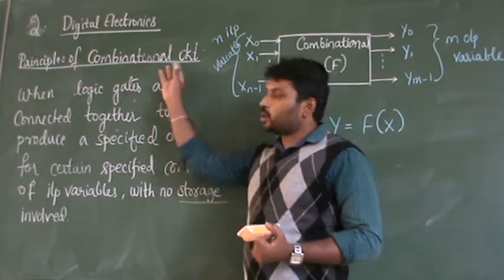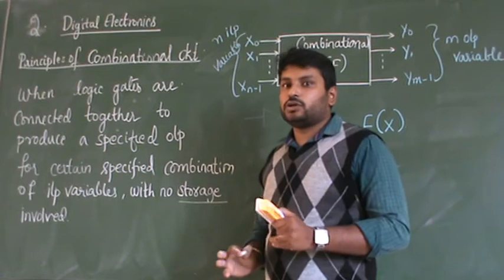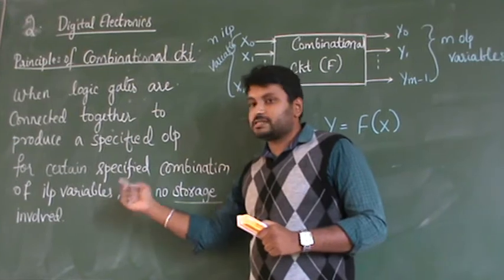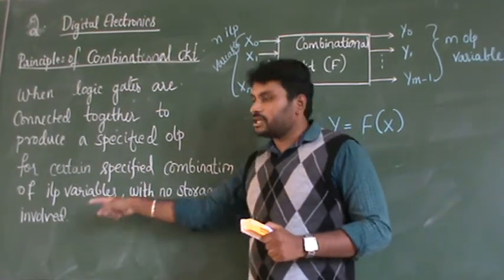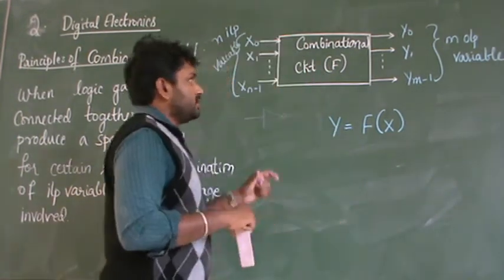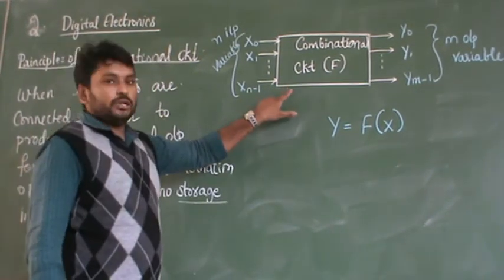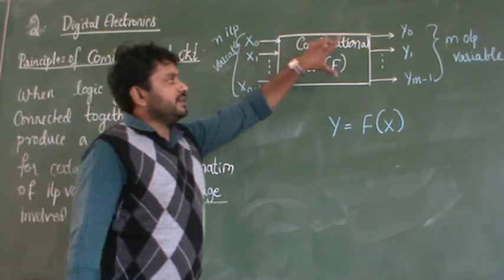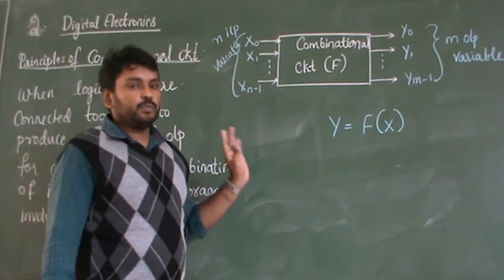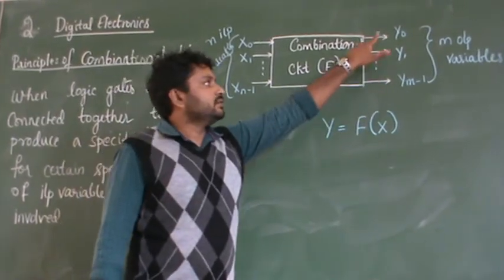Okay. So right now, what is a combinational circuit? It is a collection of logic gates which are interconnected in order to get a specified output when a specified combination of input variables is provided to it, with no storage involved. This is the definition of a combinational circuit. And the block diagram or functional diagram of a combinational circuit will look like this. There are inputs and there are outputs. The arrow marks that I have written are the inputs to the combinational circuit, and whatever you are getting from the right side are the output variables.